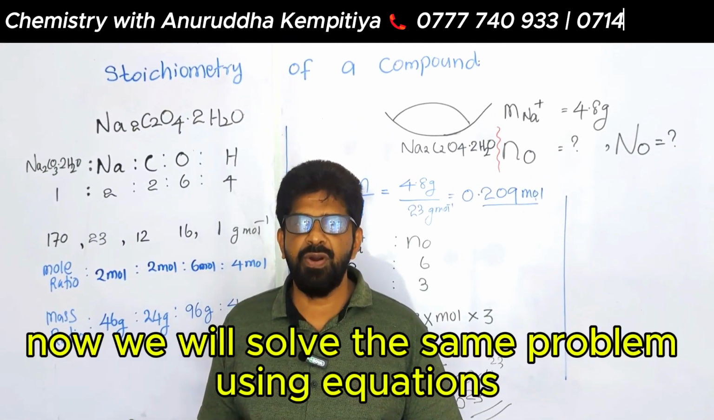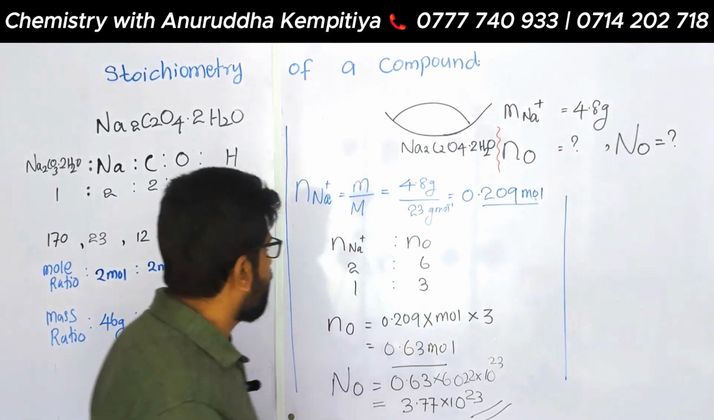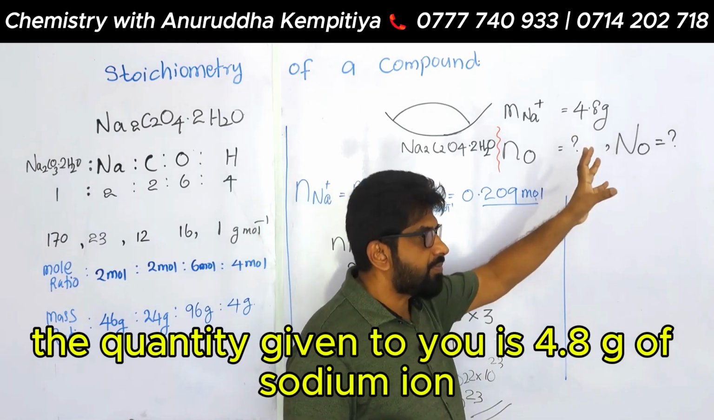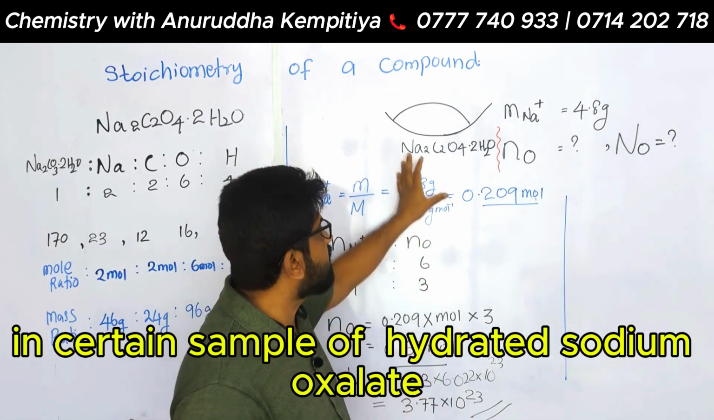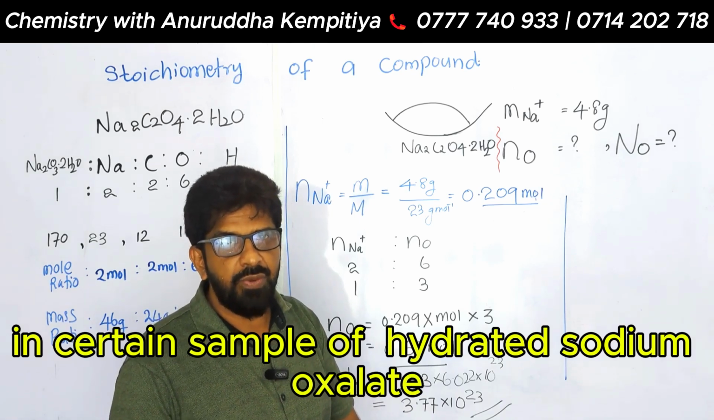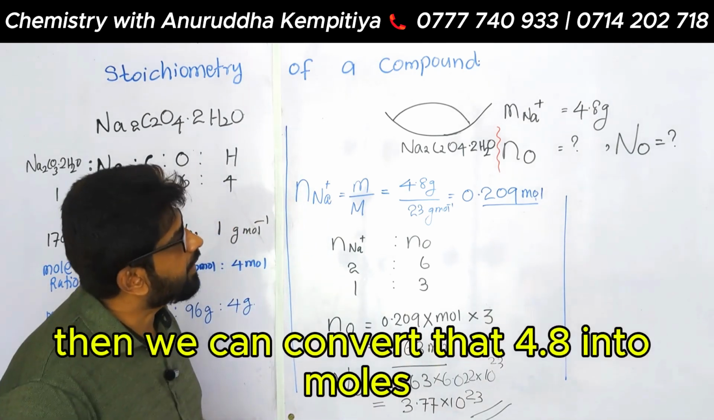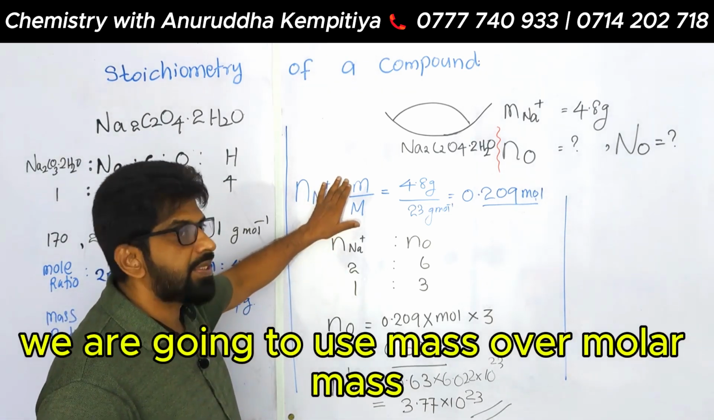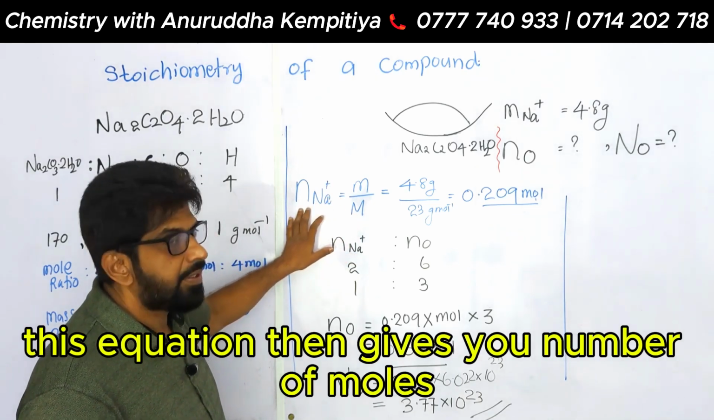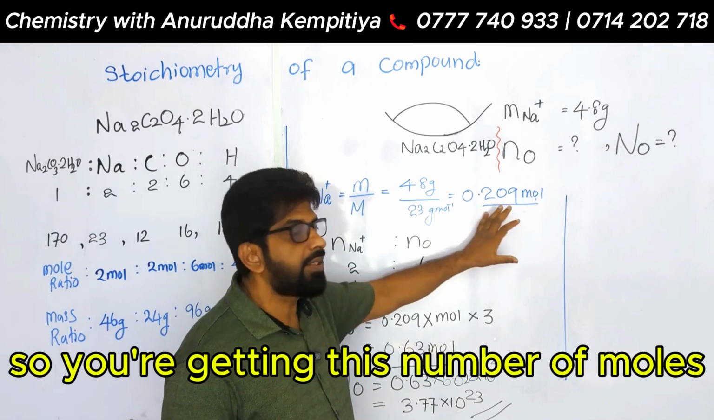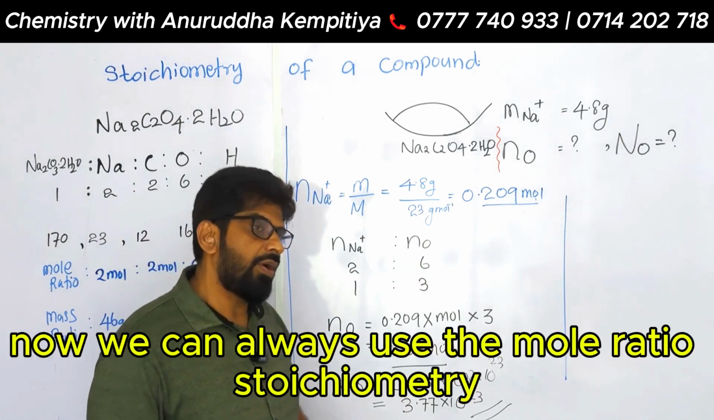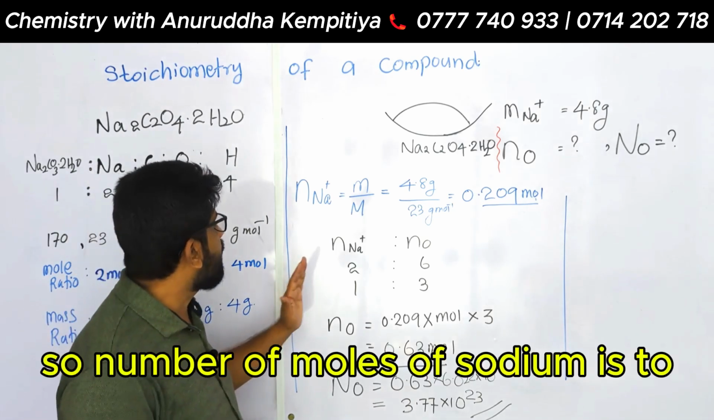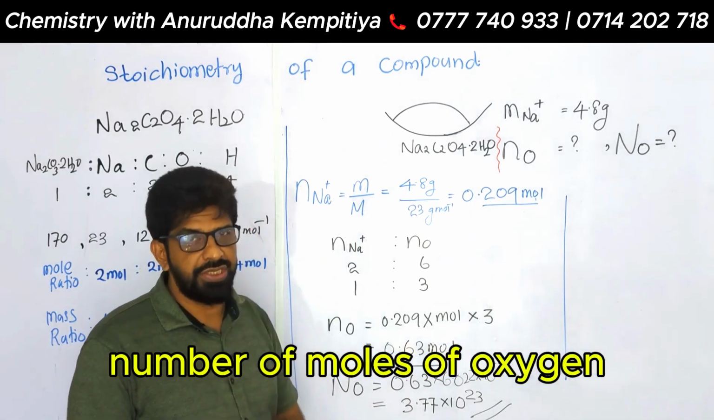Now we will solve the same problem using equations. The quantity given to you is 4.8 grams of sodium ion in a certain sample of hydrated sodium oxalate. Then we can convert that 4.8 into moles, which is the usual method. We use mass over molar mass, this equation, which gives you the number of moles. So you are getting this number of moles. Now we can always use the mole ratio, stoichiometry in terms of mole ratio: number of moles of sodium is to number of moles of oxygen.